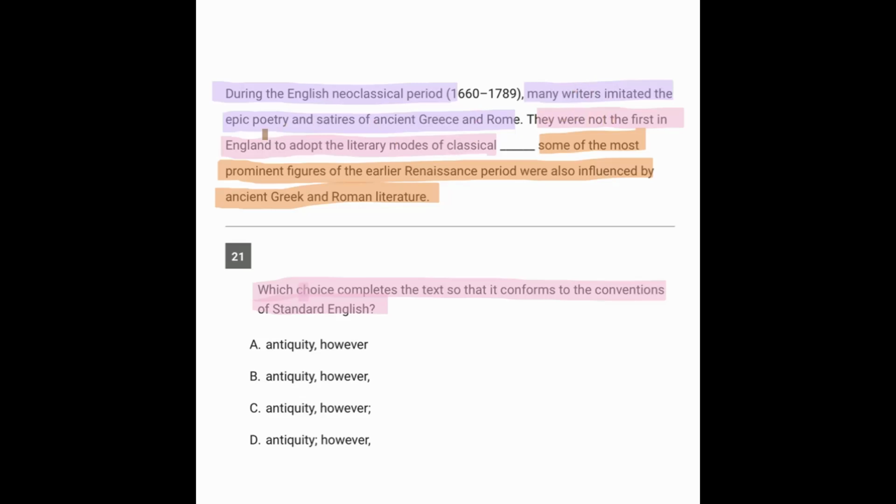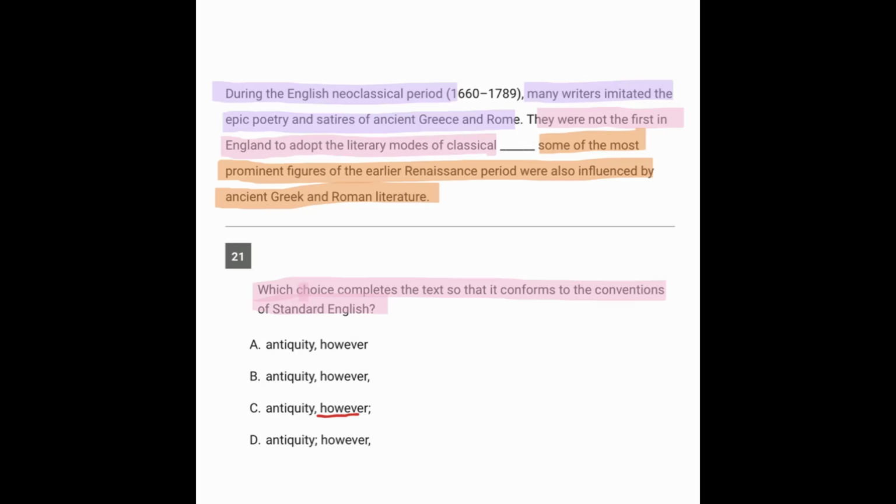So coming back over this question, they were not the first in England to adopt the literary modes of classical antiquity, however. So that is an independent clause, and the word however is kind of thrown in there as a modifier. Again, like we talk about on a lot of questions, a modifier is just a little extra bit of information kind of tacked on at some point in a sentence. We'll talk about that more in a moment.